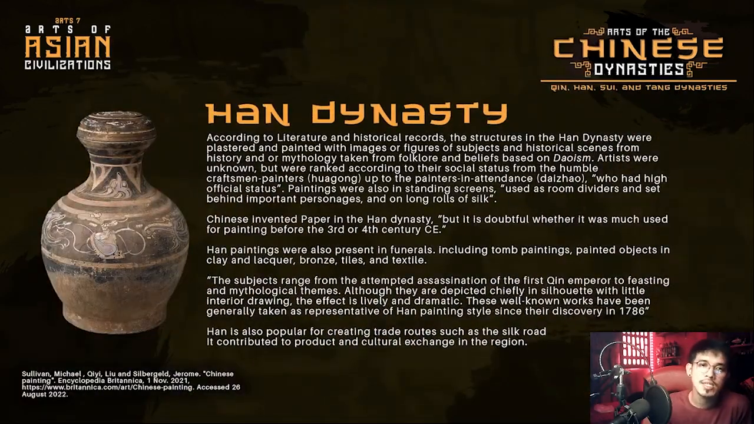Next is the Han Dynasty. According to literature and historical records, the structures in the Han Dynasty were plastered and painted with images or figures of subjects and historical scenes, or mythological ones. So folklore and beliefs based on Taoism, which also has deities. Murals emerged in these times, so that's why it's plastered and painted.